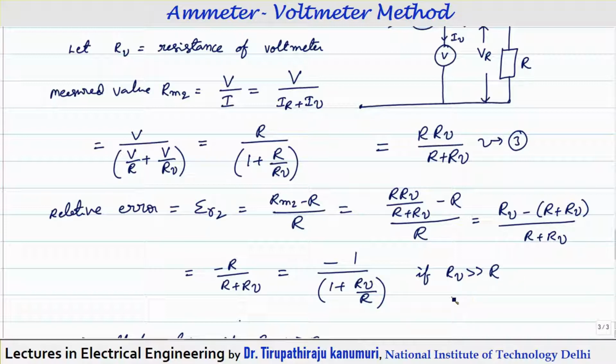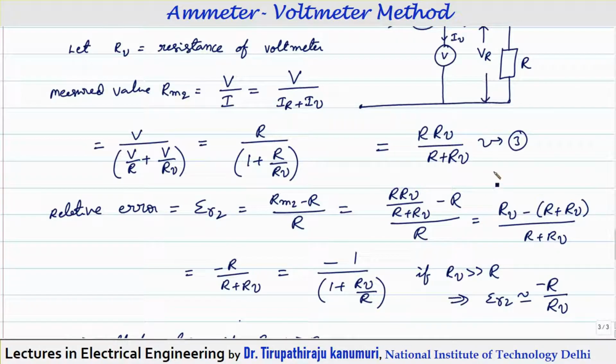So that's why from this we can tell that epsilon R2 will be equal to this. RV by R I can neglect, because RV is far greater than R. So in 1 plus RV by R I can neglect the 1, this becomes RV by R. So R comes to the numerator, so this becomes minus R divided by RV. This is approximately equal to minus R divided by RV. So two observations are there. Here you are getting the negative sign. What is the meaning of the negative sign? So the measured value is less than the actual value.